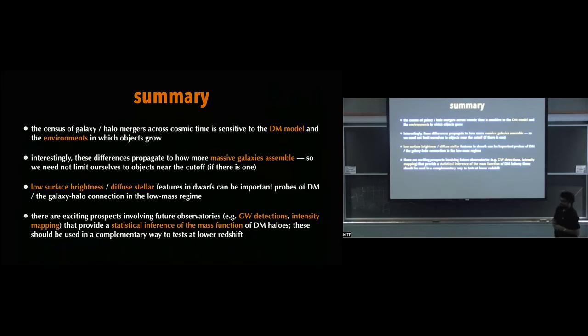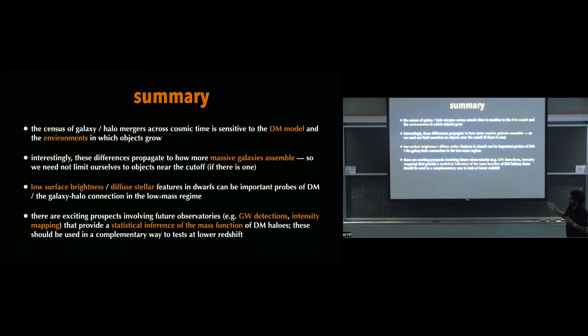So this is my summary. The census of galaxy and halo mergers across cosmic time is sensitive to the dark matter model and the environments in which galaxies grow and evolve. And interestingly, some of these differences propagate even up to the more massive galaxies, so we need not limit ourselves just to objects near the free streaming scale, depending on what kind of observations we're interested in.